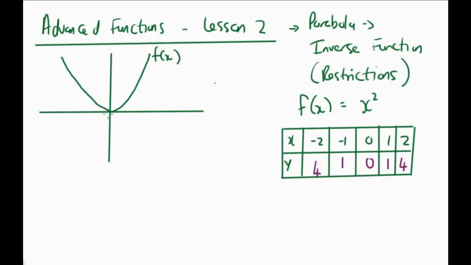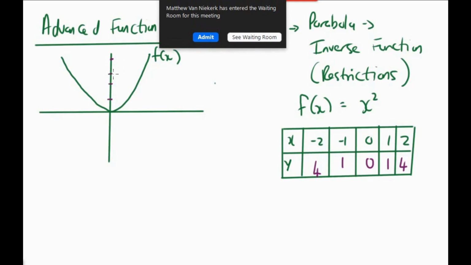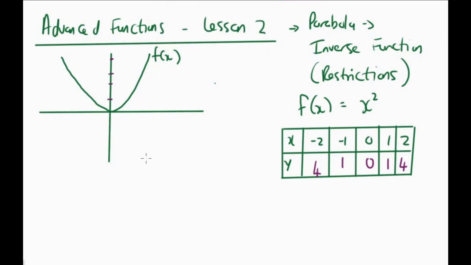So if you were to draw this, that would be 1, 2, 3, 4, and so you've got -2. At -2 you've got 4. At -1 you've got 1, and so on. So it's basically exactly the same on the side. At 1 you've got 1, and at 2 you've got 4 over there.